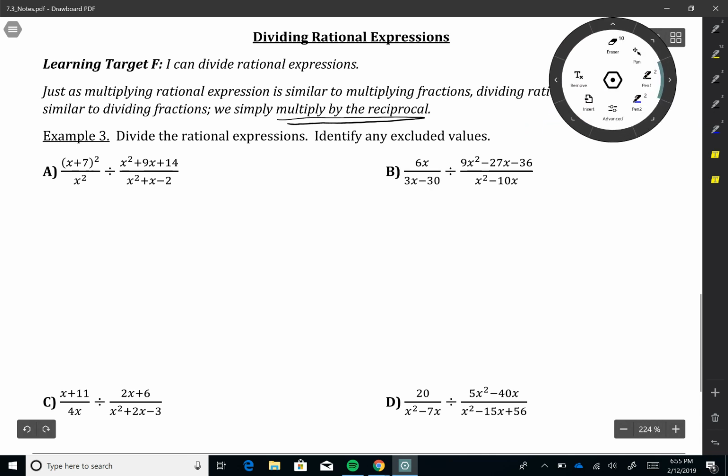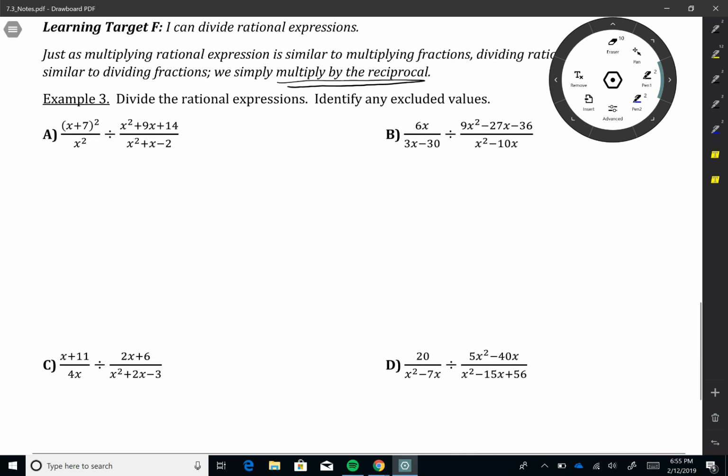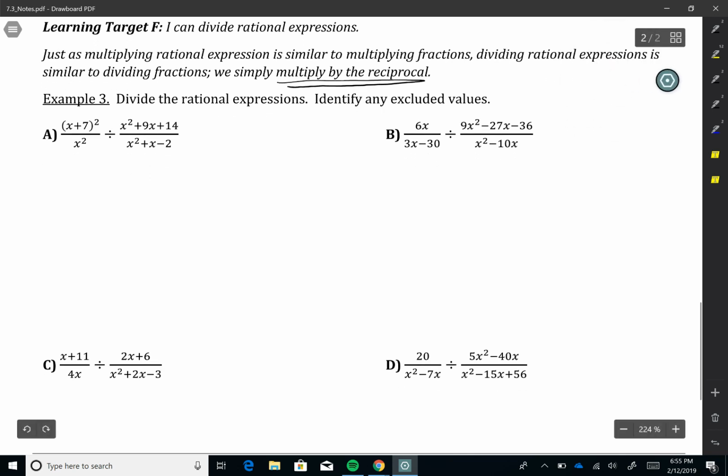Divide the rational expressions, identify any excluded values. Now, those excluded values, there's one extra piece that I'll tell you about with those when we're doing division. Okay, so I have (x plus 7) quantity squared over x squared divided by (x squared plus 9x plus 14) over (x squared plus x minus 2).